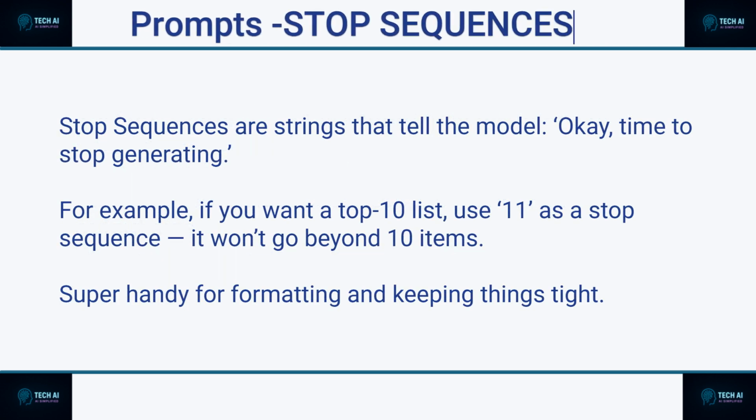Stop sequences are strings that tell the model, okay, time to stop generating. For example, if you want a top 10 list, use 11 as a stop sequence. It won't go beyond 10 items. Super handy for formatting and keeping things tight.